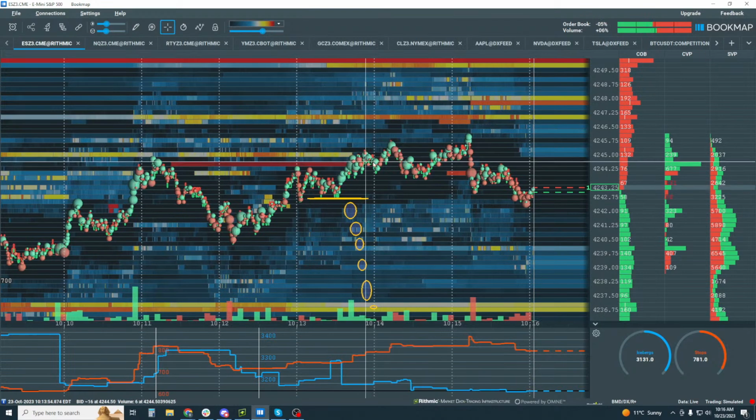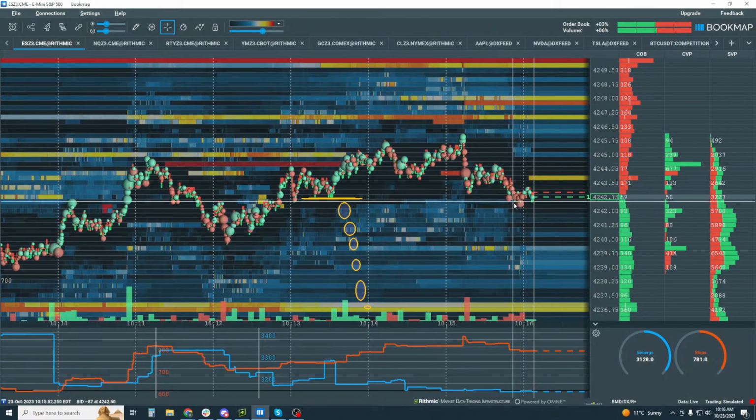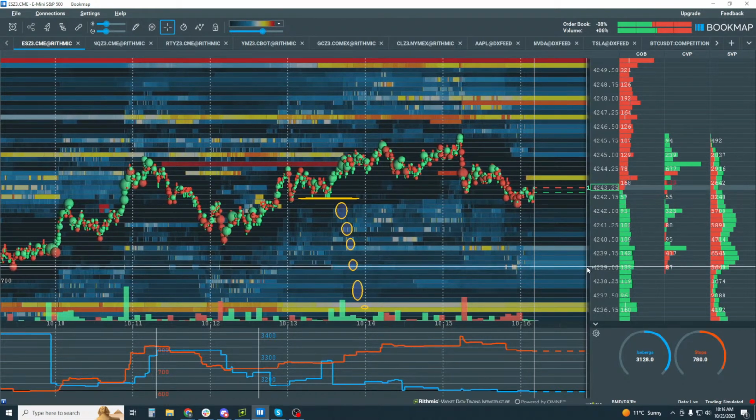We know there's still buying pressure up in here. So we're going to see if these sellers in here are trying to drive it away from that area or not.